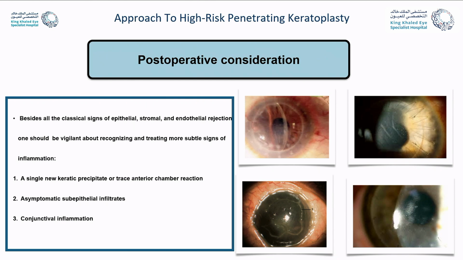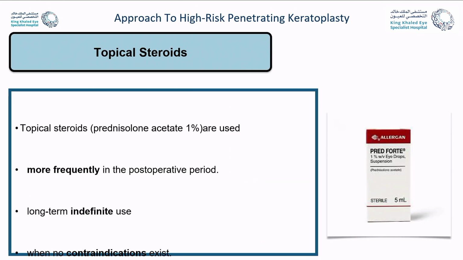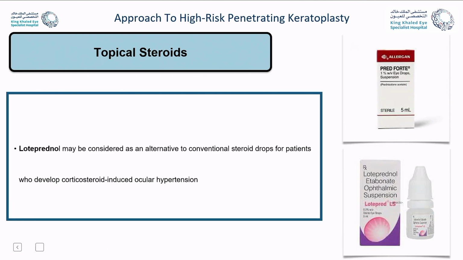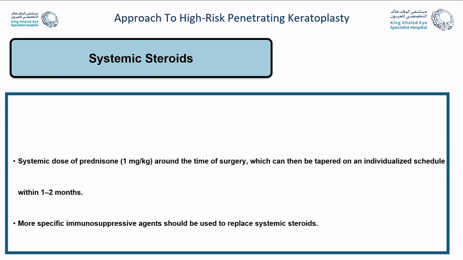And besides all the classical signs, with high-risk keratoplasty, one should be vigilant and treat aggressively any single new keratic precipitate or anterior chamber reaction or asymptomatic subepithelial infiltrate or conjunctival inflammation. So how do we treat this patient? The mainstay is topical steroid. A high potency and more frequent steroid is needed in these cases. Long treatment, sometimes indefinite, assuming that there is no contraindication. However, if there is, Lotemax is a good option. It may be considered as an alternative to the conventional steroid drops in patients with ocular hypertension.